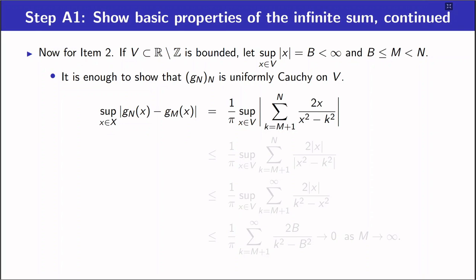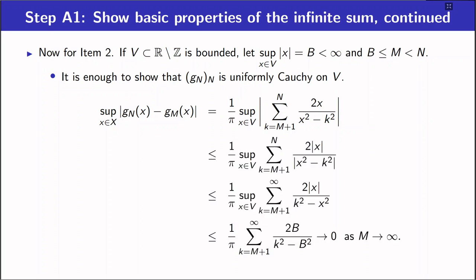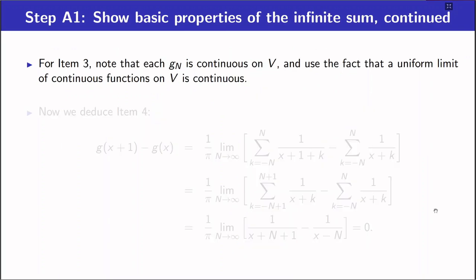In particular, we'll show that the supremum of this difference goes to 0 as m and n go to infinity. By the definition of G sub n, we have this simple quantity, and the absolute value can be increased by taking the absolute value through the sum by the triangle inequality. The quantity can be further increased by taking n to infinity and replacing the absolute value of x by B. Finally, we have a bound with zero limit as m approaches infinity that is independent of x and n. We conclude that the sequence G sub n is uniformly Cauchy on V, and therefore uniformly convergent on V.